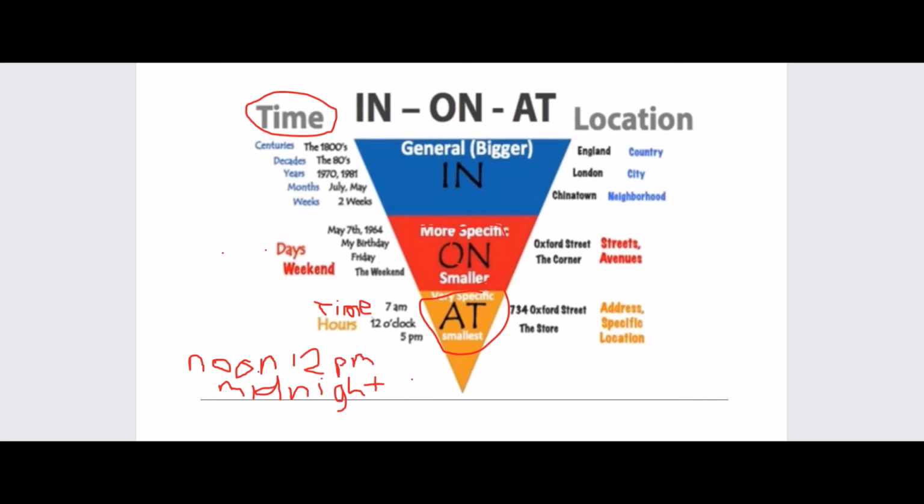When do you eat lunch? At noon. Or midnight is 12 a.m. So like, when do you go to bed? I like to go to bed at midnight, 12 a.m. So you would also use at with these words, at noon, at midnight. That one's pretty easy.